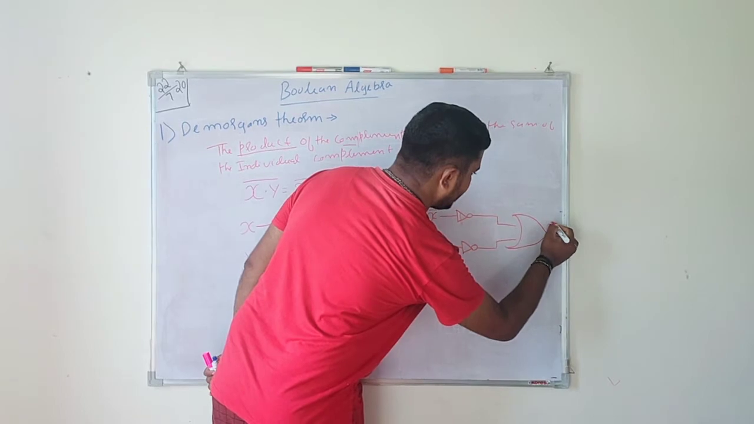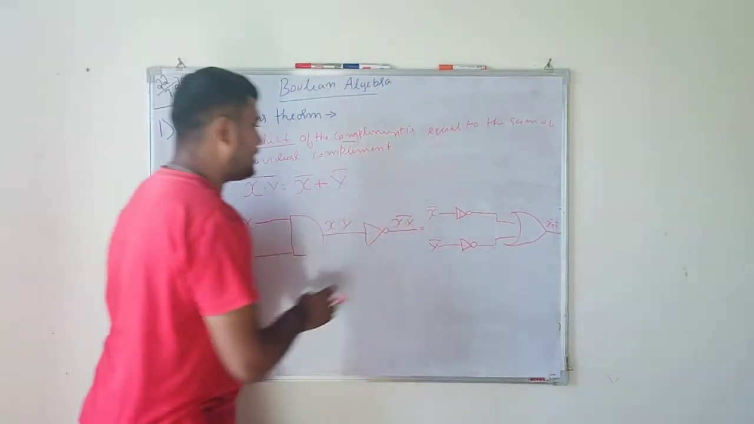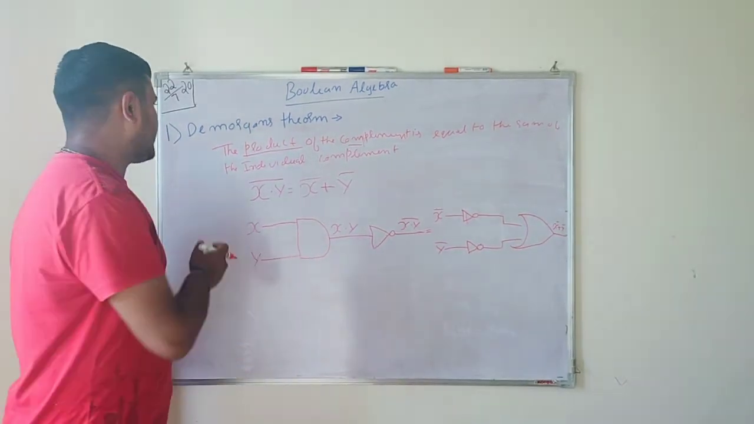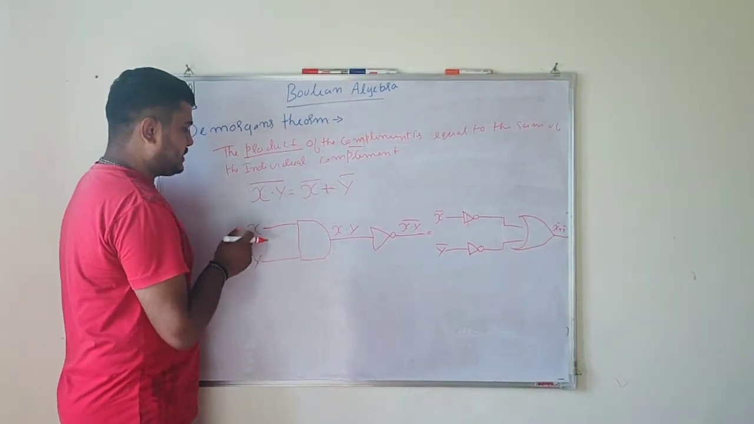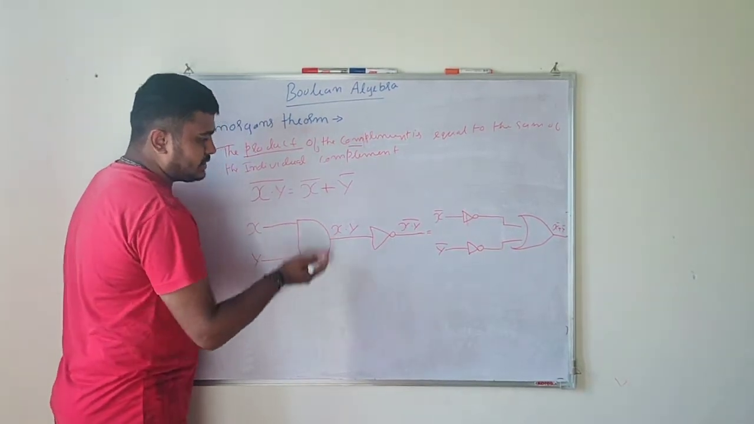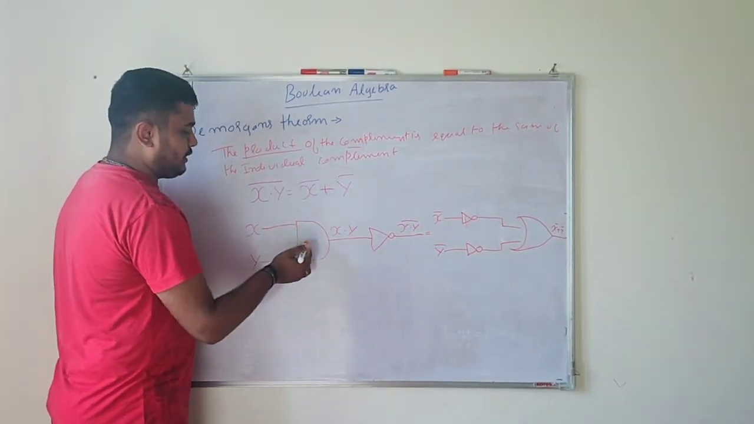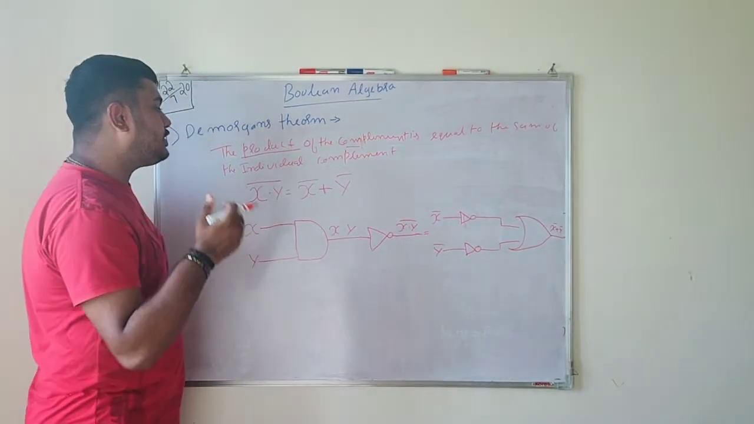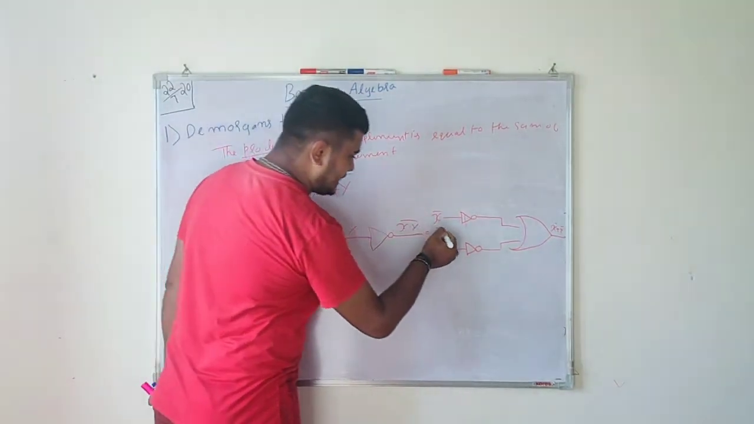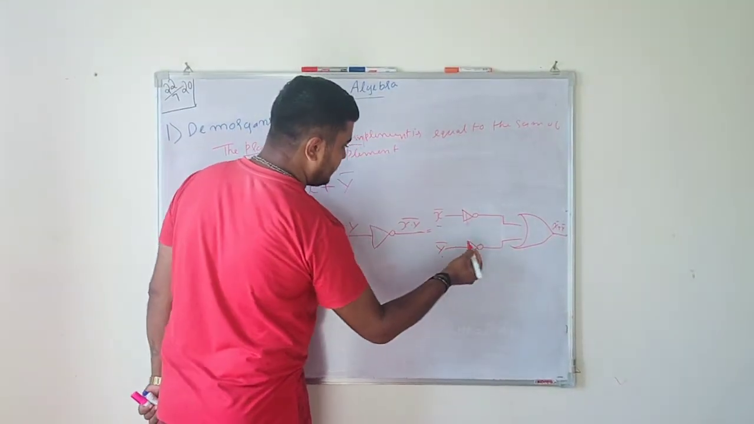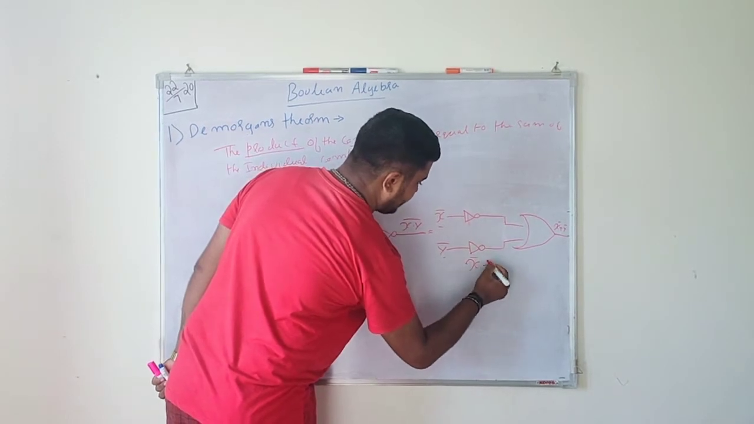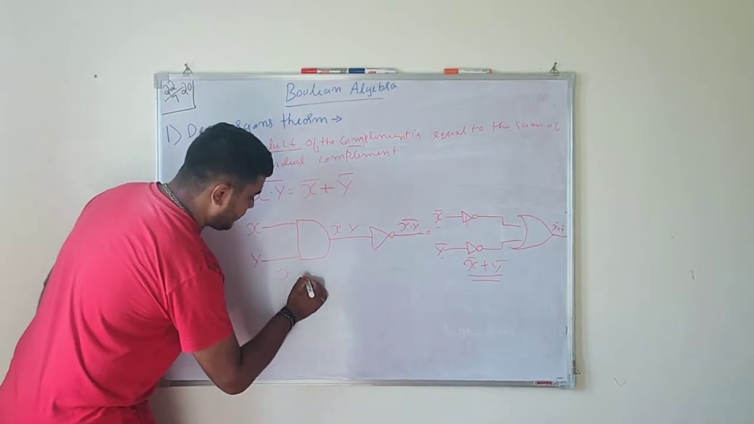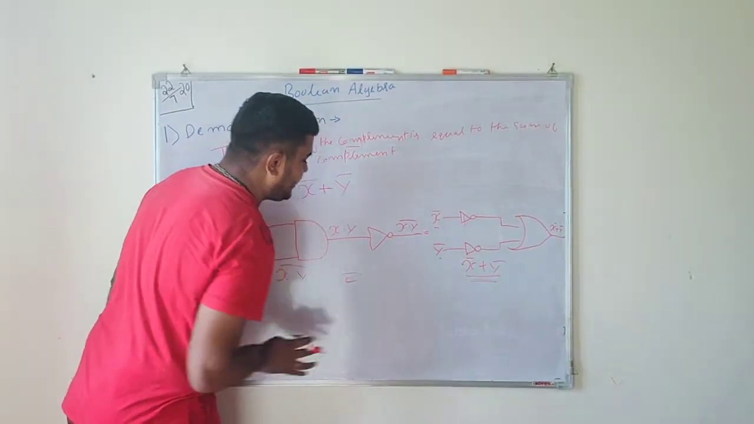This provides you x bar plus y bar. So this is the logical gate representation for De Morgan's second theorem. De Morgan's second rule says that the product of the complement, meaning for the product we use the AND gate and its complement using a NOT gate, will provide the sum of the individual complements. So it says x bar plus y bar. This is the sum. So the product of the complement is equal to the sum of their individual complements.